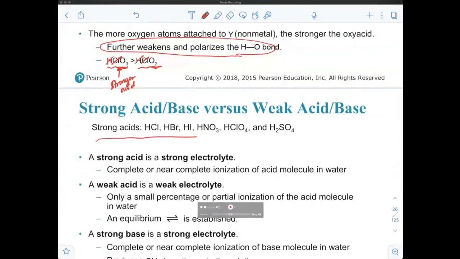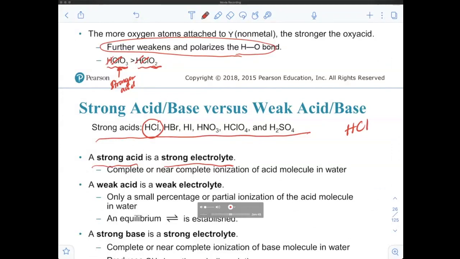So we have our six strong acids finally presented here. It was covered in 1411. We're covering it again right now. Then we're told here that a strong acid is a strong electrolyte. And this is very important in lab. We will cover this in lab if we haven't covered it already. Strong electrolyte just means whatever the compound is, in this case, let me look at HCl as an example.